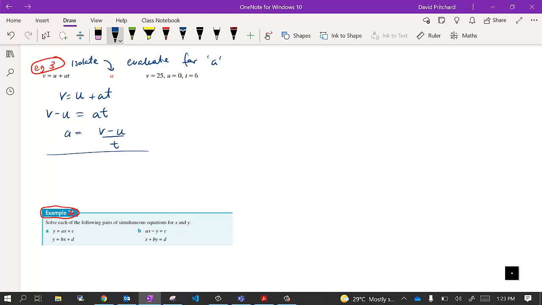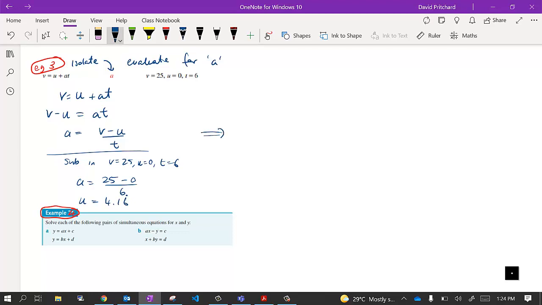First approach, now we can sub in V equals 25, U equals 0, and T equals 6. So it's a nice simple calculation. We've got 25 take 0 on 6. That gives us 4 and 1/6, which will be 4.16 recurring.